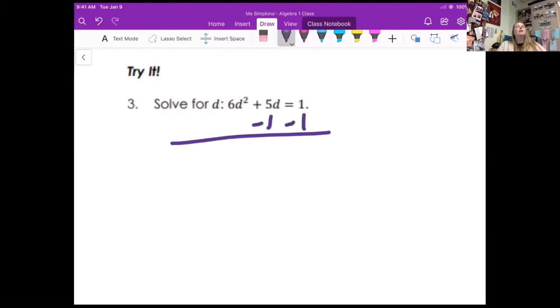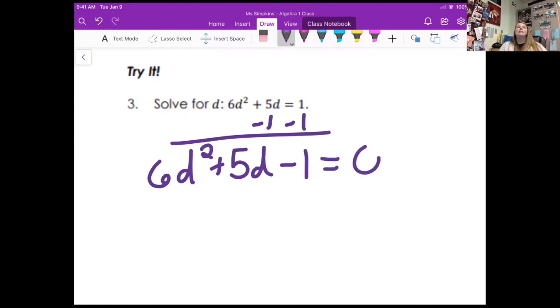You subtract 1, and then you subtract from those. So I'm allowed to take away 1 or whatever is over there. If it was a 38, I would subtract 38 from both sides. If it was something else, I would subtract that. I need to make that right-hand side equal to 0. So my left-hand side would be 6d squared plus 5d minus 1 now because I subtracted 1. And now that's going to equal 0.